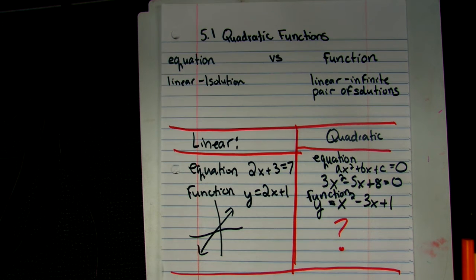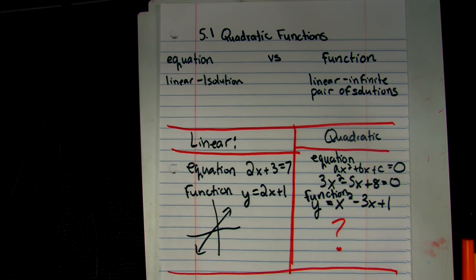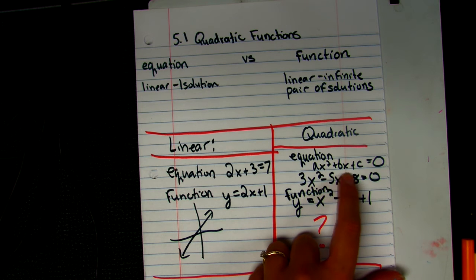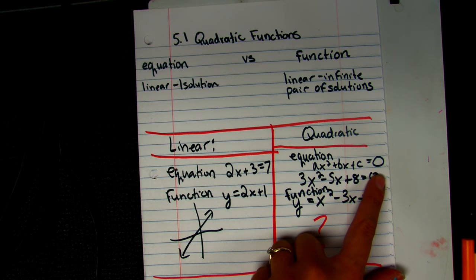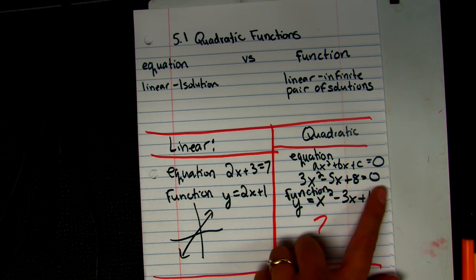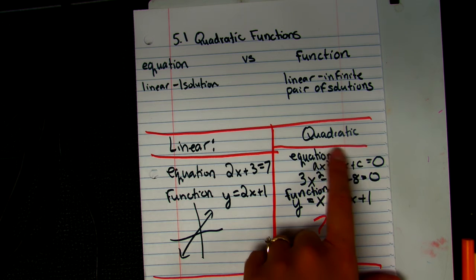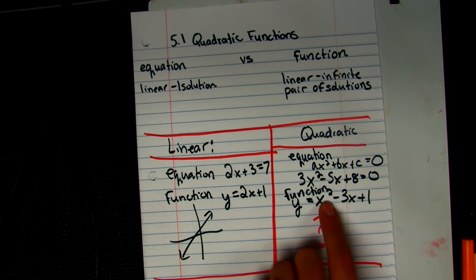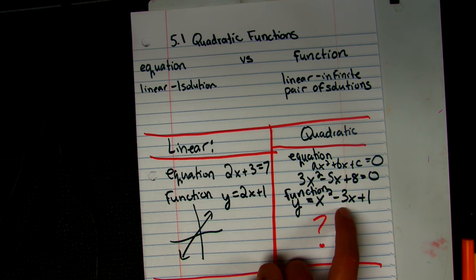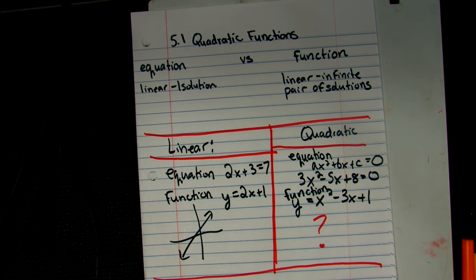So like here. So when we're talking about quadratic, a quadratic equation has this general form, ax squared plus bx plus c equals 0. So an example would be like 3x squared minus 5x plus 8 equals 0. But when we start talking about a quadratic function, we're going to introduce our second variable y that needs to depend on our quadratic equation. So we'll have y equals x squared minus 3x plus 1. That would be an example of a quadratic function.